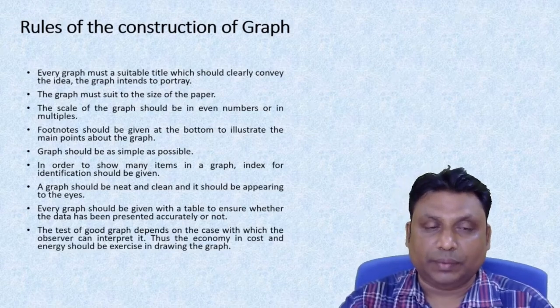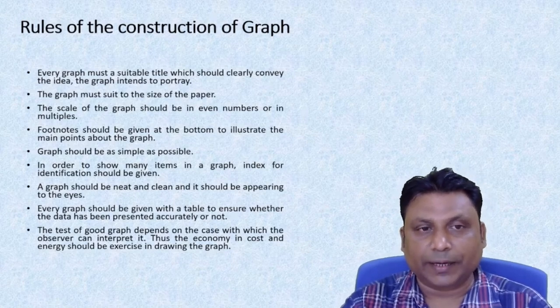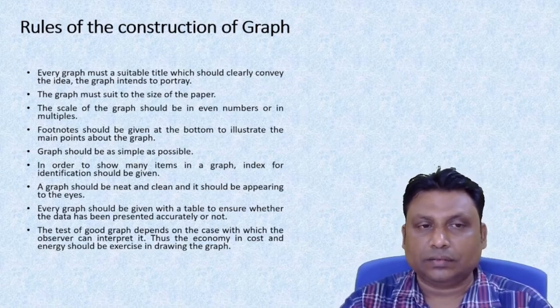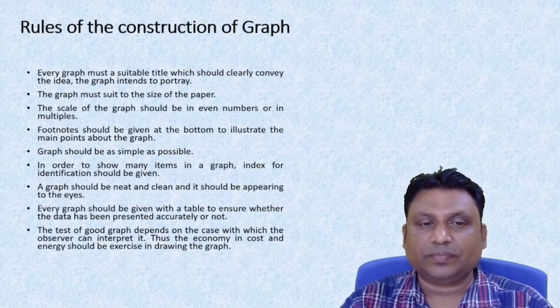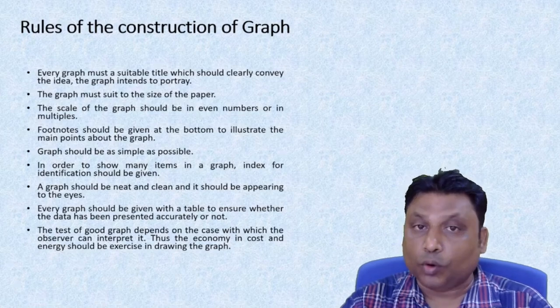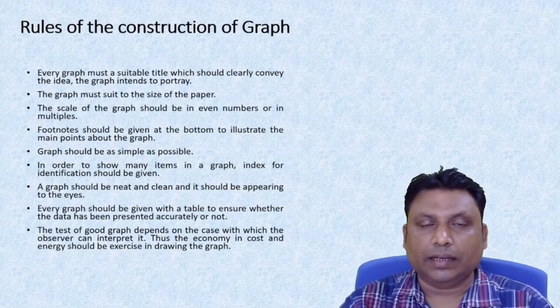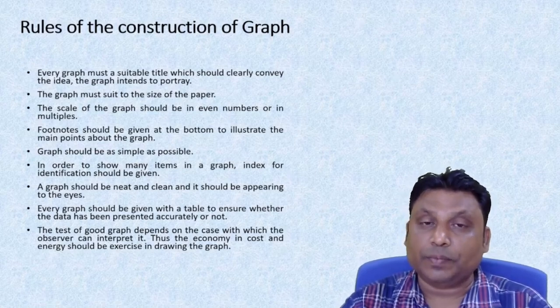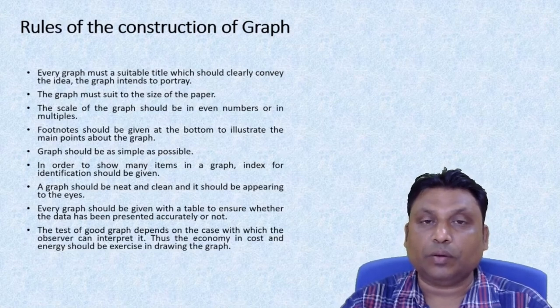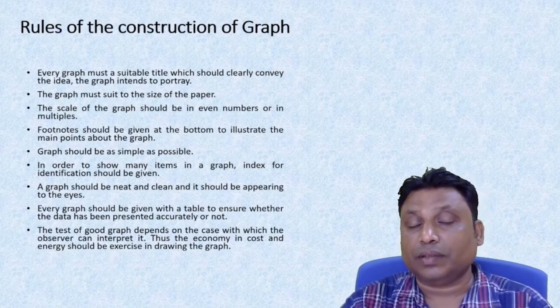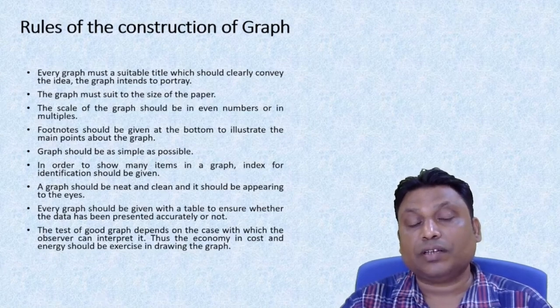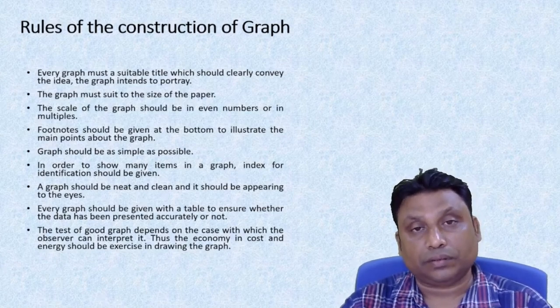So the entire construction of the graph is that it should be clear, it should be as per the size of the paper, the footnotes should be given, and it should be simple. Don't go for many items in the graph. If you give many items, they should be mentioned below the graph. So this is the construction of the graph. That means it will be easily understood by the expert.